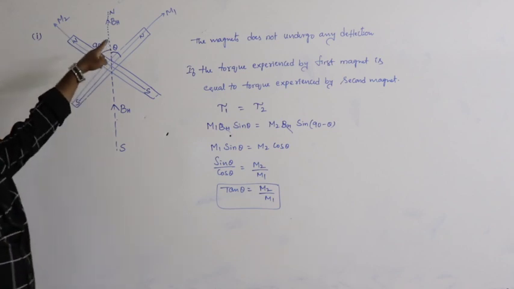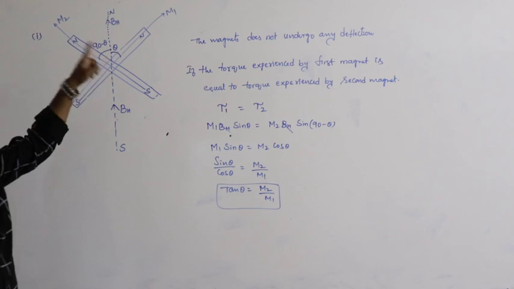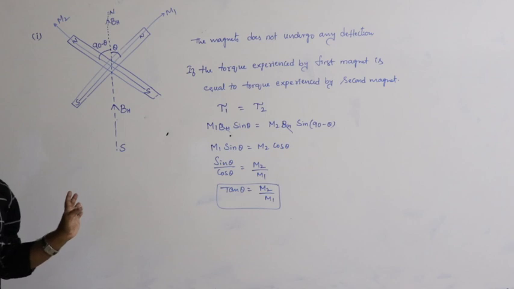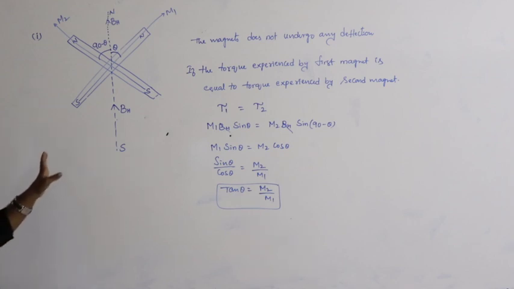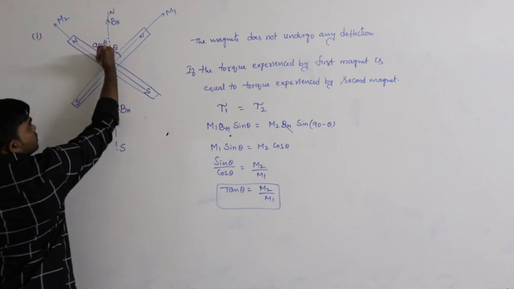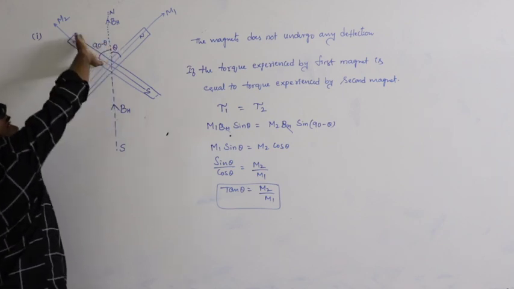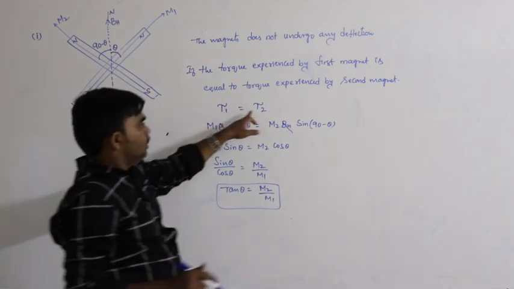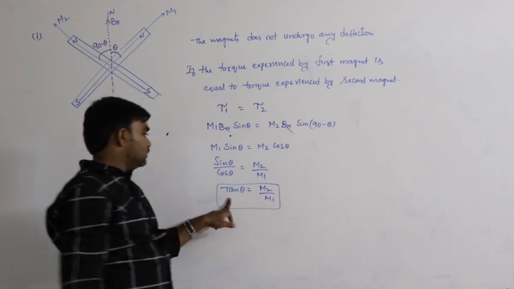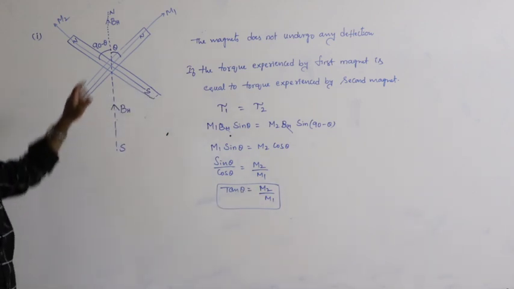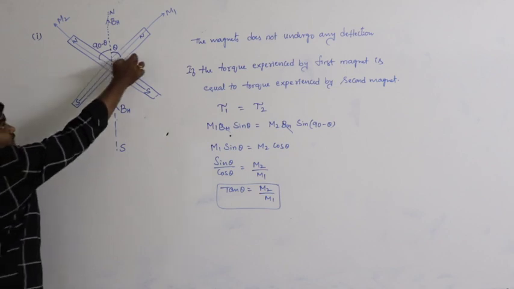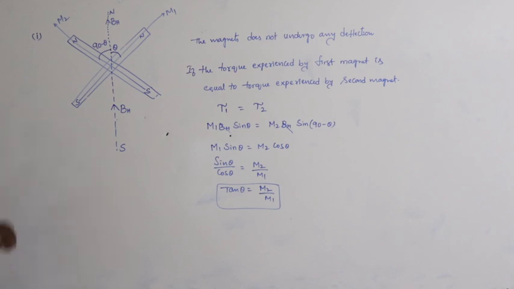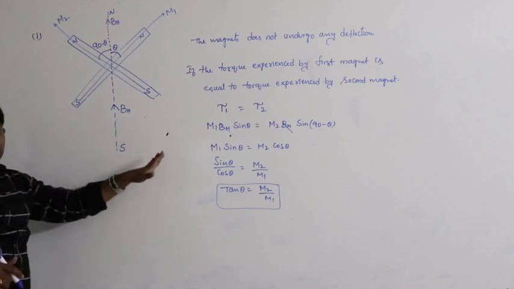Two magnets are suspended in a uniform horizontal magnetic field so that these two magnets do not experience any deflection. This situation is possible when the torque experienced by the first magnet is outwards and the torque experienced by the second magnet is inwards. So the torque experienced by the first magnet is equal to the torque experienced by the second magnet. Then tan theta is equal to m2 by m1. Listen carefully. This is m1 and this is m2. Here the angle is theta, and here it is 90 minus theta. Then only this situation happens.